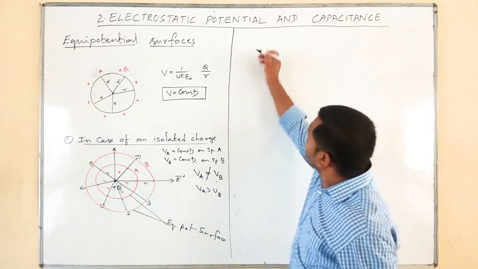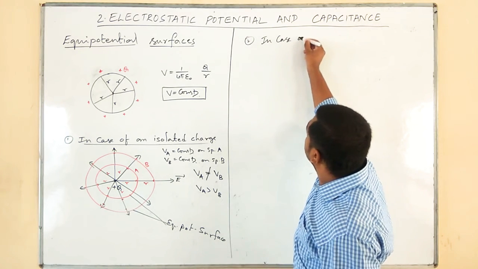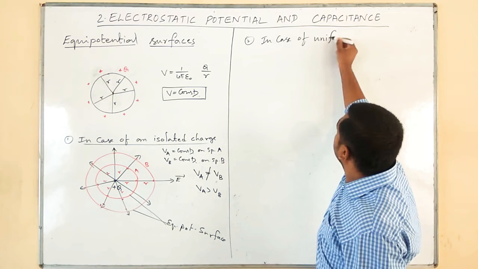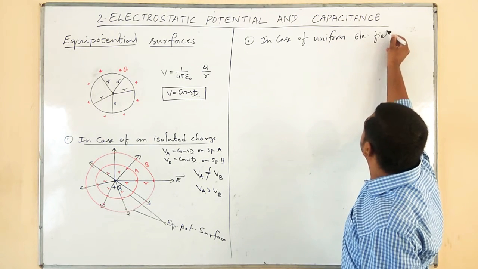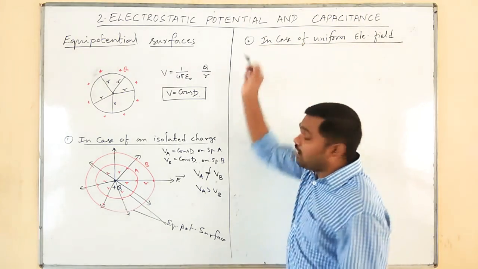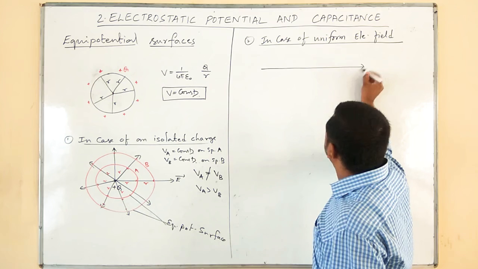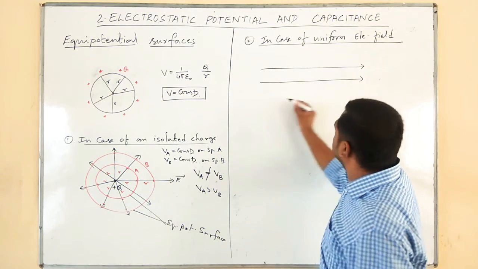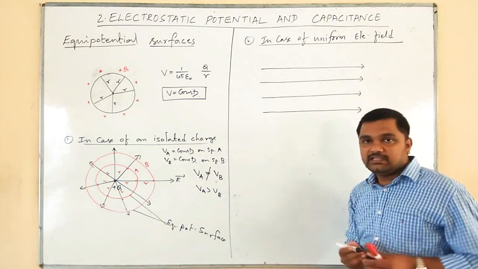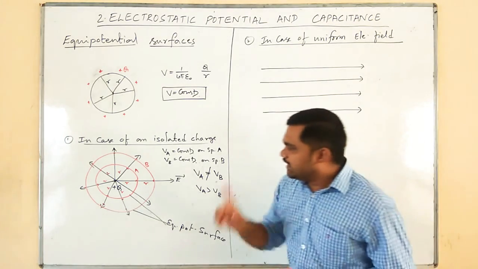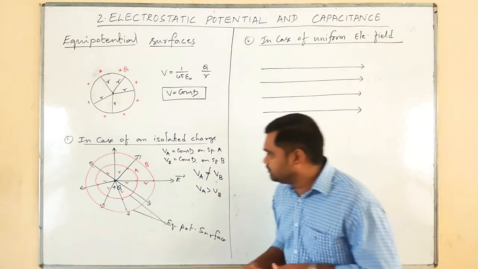Similarly, in case of a uniform electric field, how can we represent a uniform electric field? With a set of parallel lines like this. See, here I will tell you one property of equipotential surfaces.